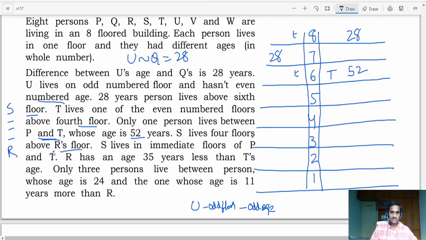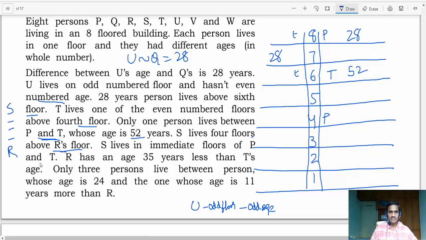S lives above this one. And T lives on one of the even number floors above. 28 lives above the 6th floor, even, above the 6th floor. And the 8th floor is fixed. Above the 4th floor, only one person lives between P and T. So P can be here or can be here. 2 possibilities. One person between P and T. T's age is 50. S lives 4 floors above.